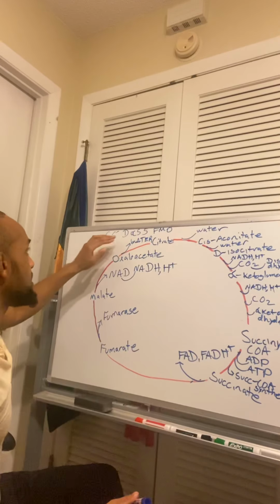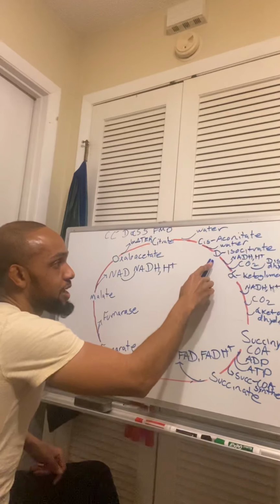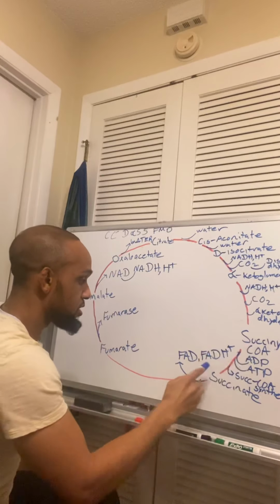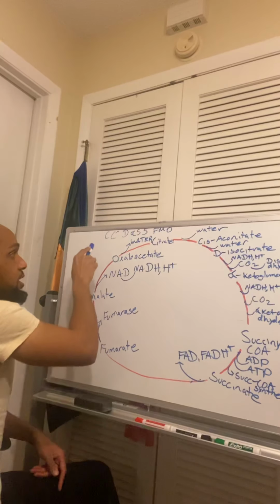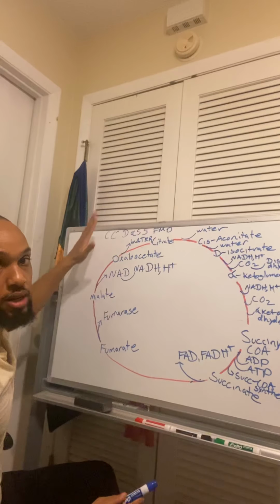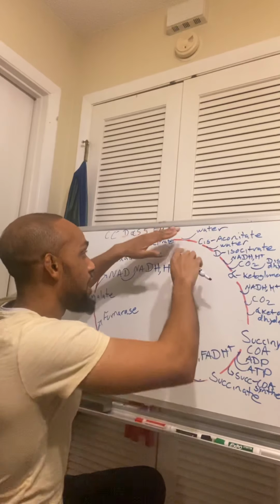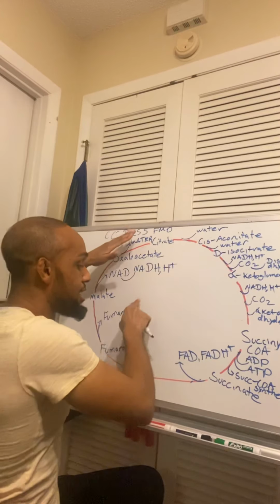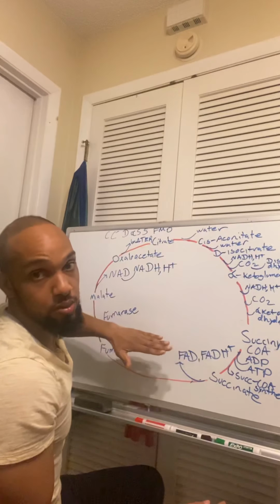All right, CC-DASSFMO: cis-aconitate, isocitrate, alpha-ketoglutarate, succinyl-CoA, succinate, fumarate, malate, and oxaloacetate. This is the Krebs cycle more in depth. Now, go back and watch my previous videos and you'll have a better understanding of all the definitions of these terms, and what NAD, FAD, ADP and ATP are. All of that is discussed in previous videos.